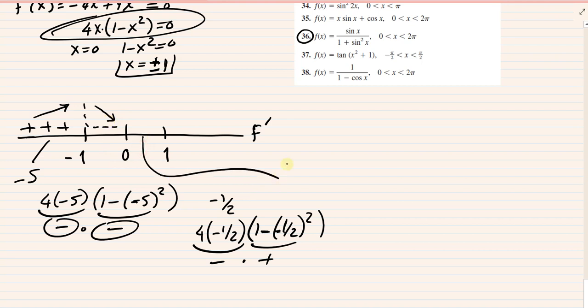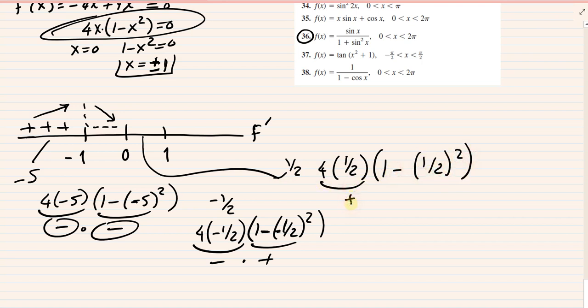Choose our test point, 1/2. So it's 4 times a half, 1 minus 1/2 squared. 4 times a half, that's 2. That's positive. A half squared is 1/4 again. 1 minus that is positive. Positive times positive is positive. So the derivative is positive, so the function must be increasing.